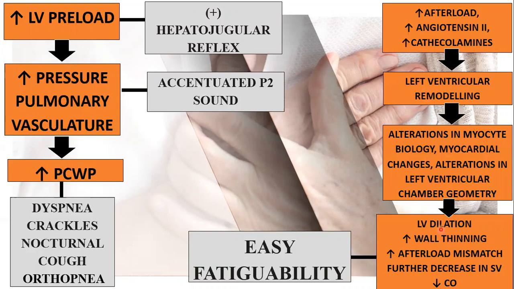And this would now lead to left ventricular dilation, increase in wall thinning, and there would be eventually an afterload mismatch. And the further decrease in stroke volume would lead to decreased cardiac output. And this would be experienced by the patient as easy fatigability. Okay, so those are the explanation of the manifested symptoms of the patient.